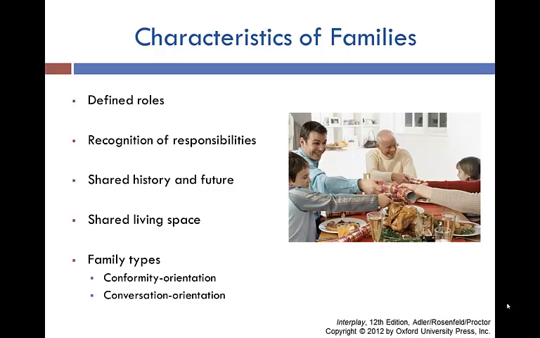Within family types, people in the family can have a high or low level of conformity orientation. Some families share many common values, attitudes, and beliefs, and others at a lower level. Conversation orientation, on the other hand, is concerned with the degree to which family members can speak their mind. Naturally, a family with a low conversation orientation discourages discussion and sharing opinions.